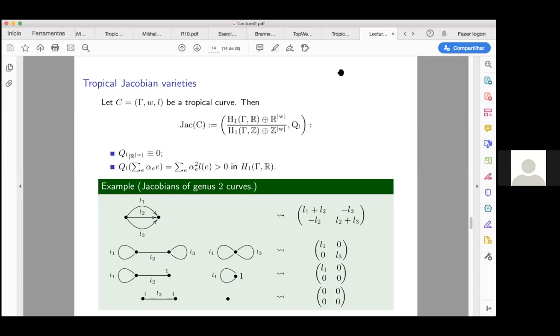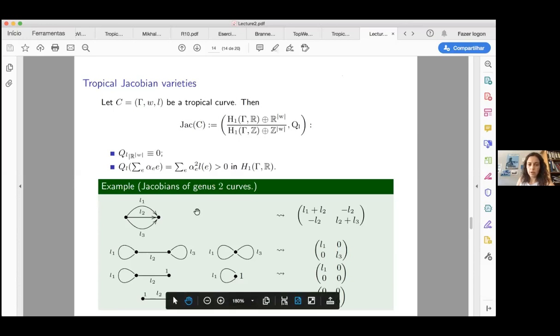I see. Tropical, you mean? I think yes. I think the answer tropically is yes. You just add some trivial torus with a trivial valued quadratic form. I think the answer is yes, if I understood correctly. Okay, thank you. Okay.